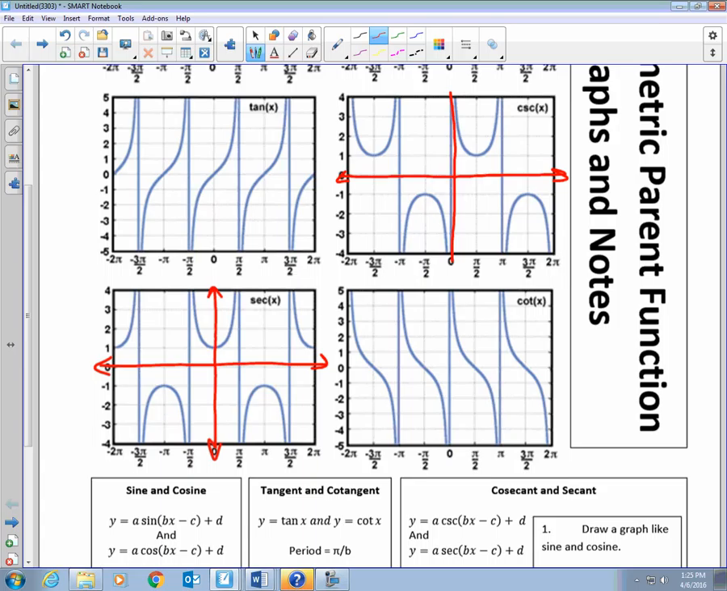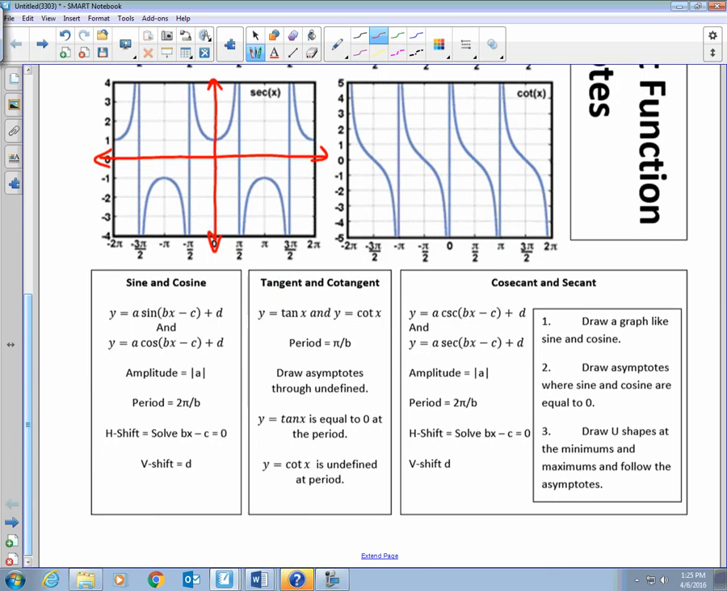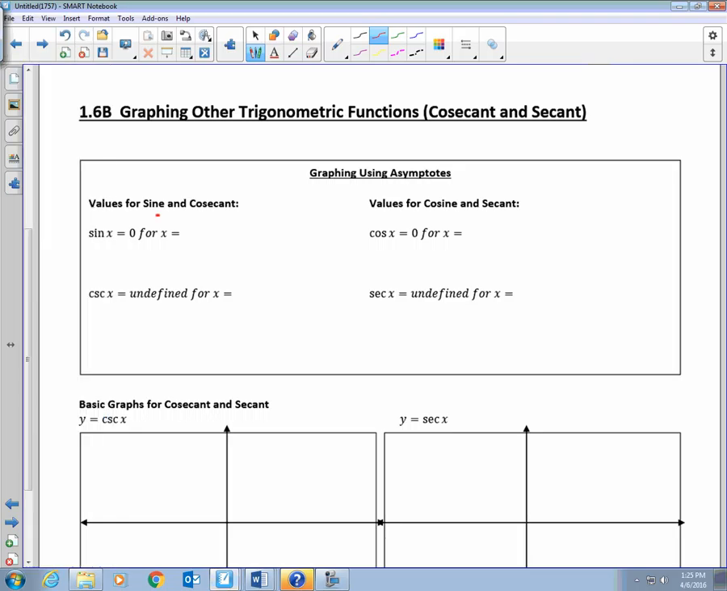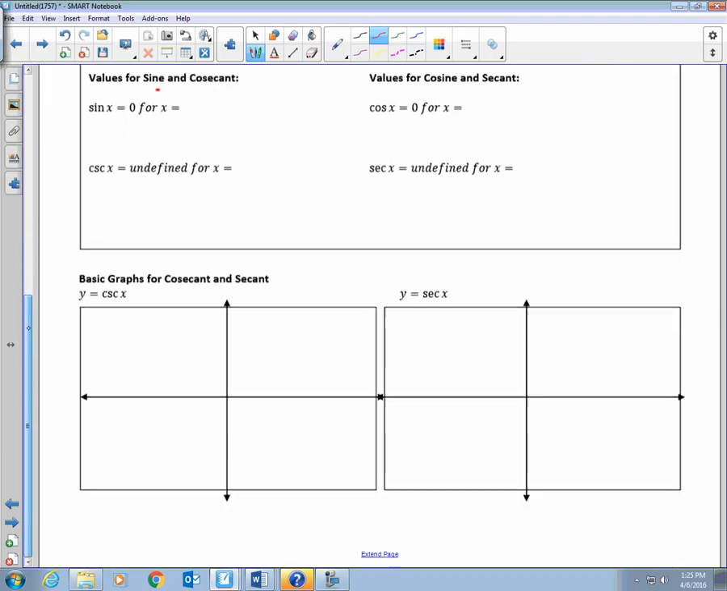Do you remember what those vertical lines are called that the graph approaches but doesn't actually touch? Asymptote. And so you can see that these graphs have asymptotes too, and we'll talk about why in a second. But then they have these U-shaped things as well. The directions for graphing secant and cosecant are right there. It looks lengthy, but it's really not that bad. You guys are going to find this to be pretty straightforward, and it all centers around your ability to graph sine and cosine, which is really good. So let's talk about the basic graphs for secant and cosecant.